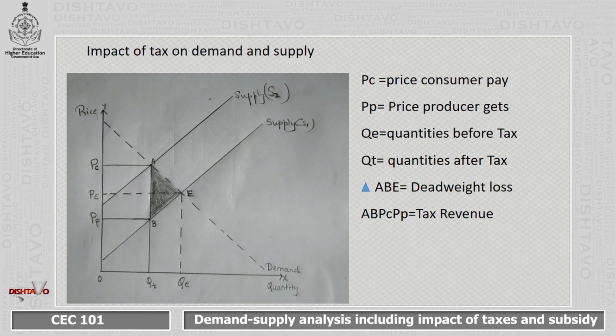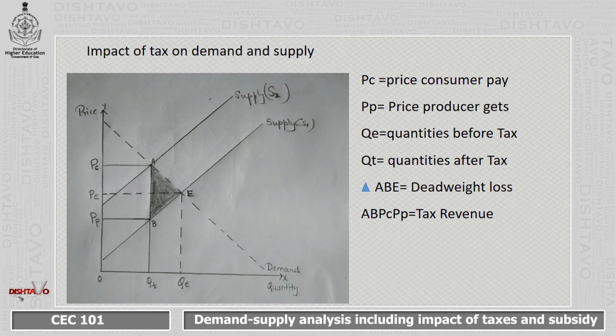So what the consumers are being charged is more, and what the sellers receive is less. Okay, so this entire section, that is PC, A, B, PP, goes to the government in the form of tax revenue, whereas ABE is the deadweight loss. Now what is the deadweight loss? It is the loss to the society. Loss in terms of reduction in the demand as well as reduction in the production.